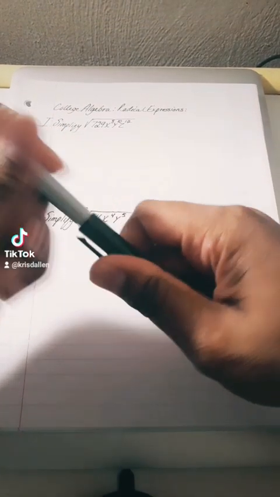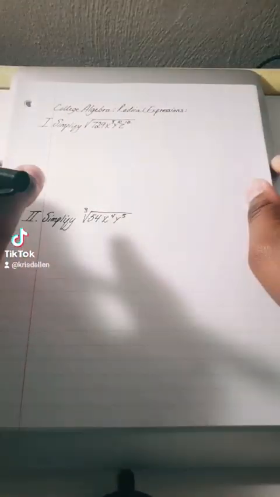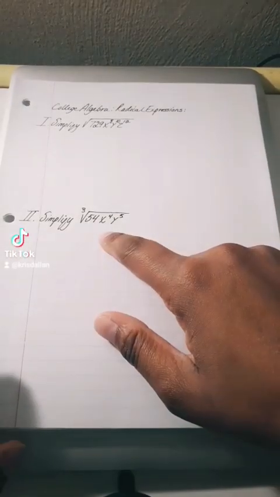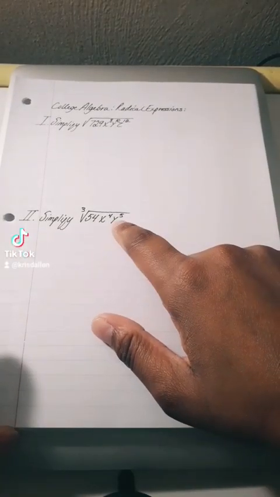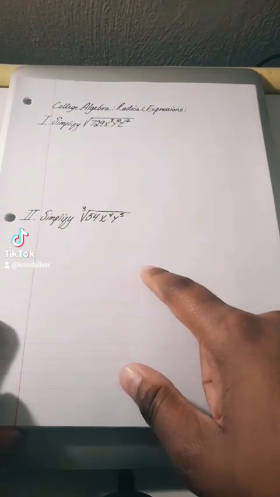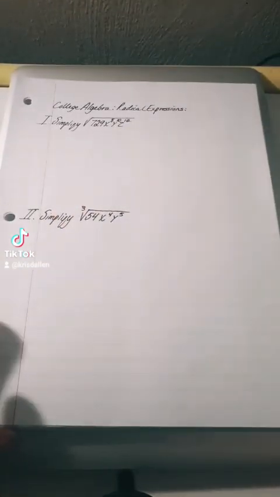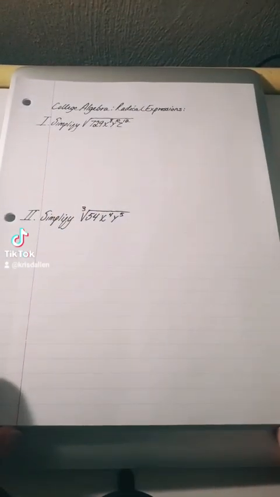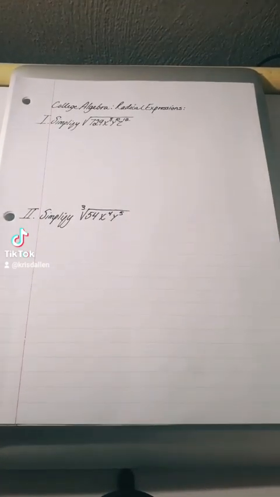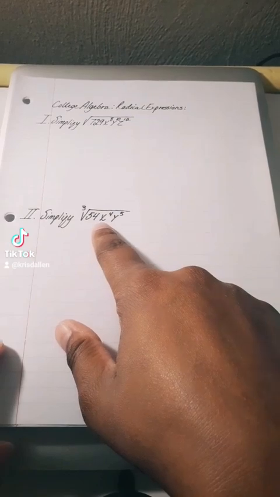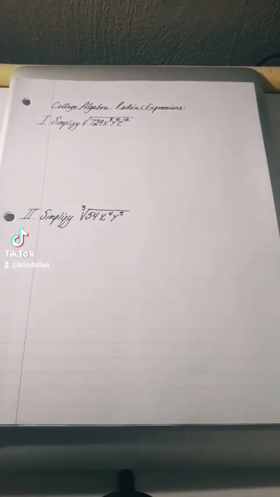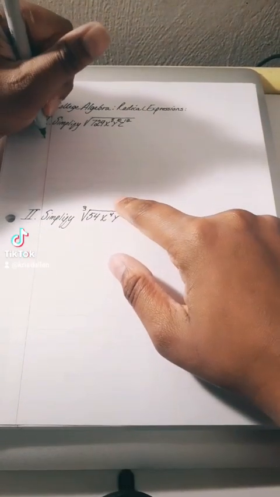Alright, what's up guys? In this video we're going to pick up with some college algebra here. We're going to be talking about simplifying radical expressions. So, simplify the two following expressions. The first one is the square root of 729 x to the 8th power, y to the 10th power, z to the 12th power. And then this one down here we have the cube root of 54, x to the 4th, y to the 5th. So we'll start with the first one.